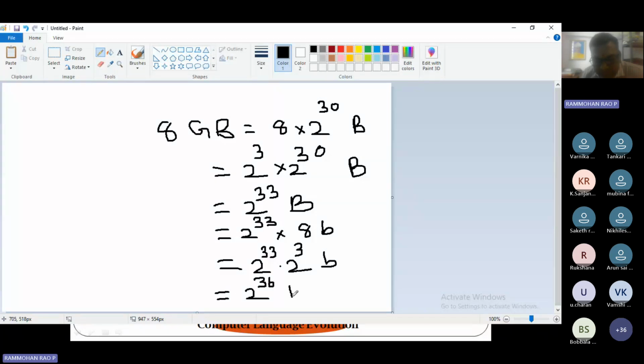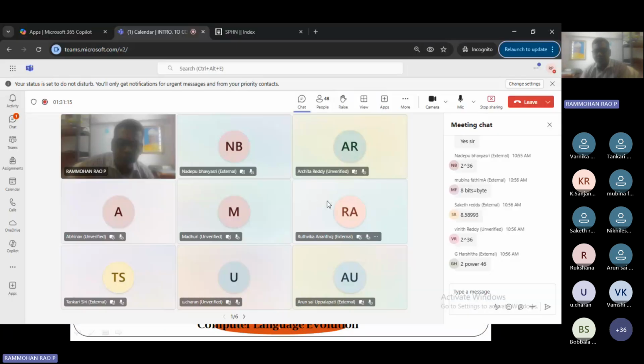bits. So when I say bits, how many bits is it? 2 power 36. Yes or no? When I say bits, the answer is 2 power 36 bits. And when I say how many bytes, the answer is 2 power 33 bytes. Is the conversion clear, sir? Is the conversion clear? Please let me know in the chat box.